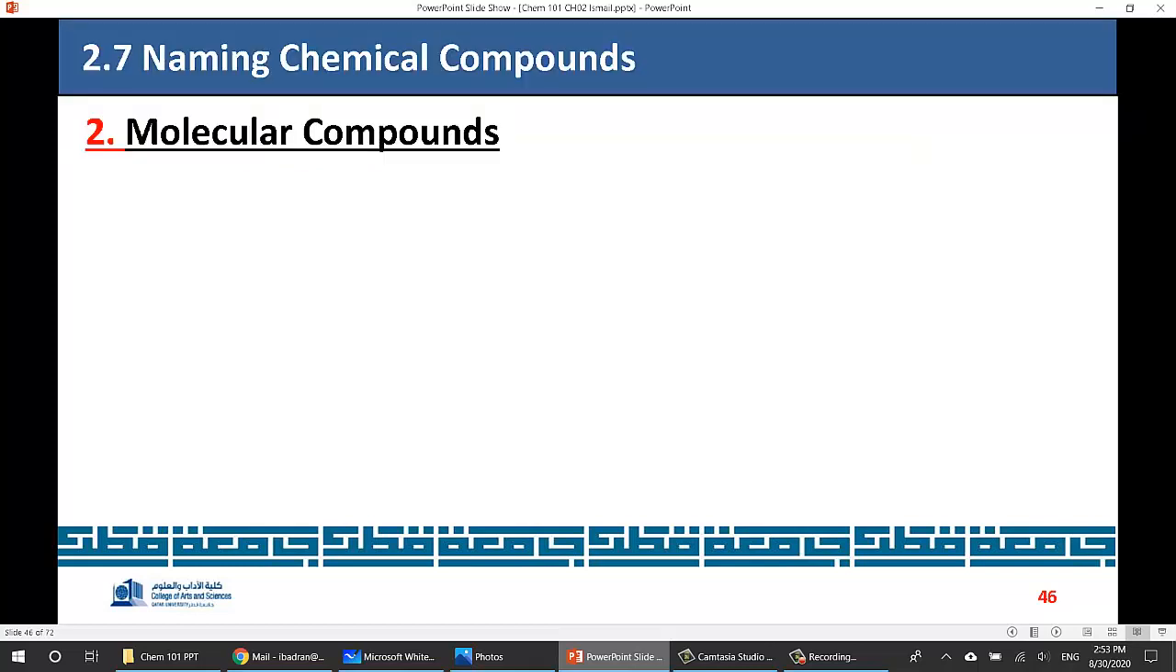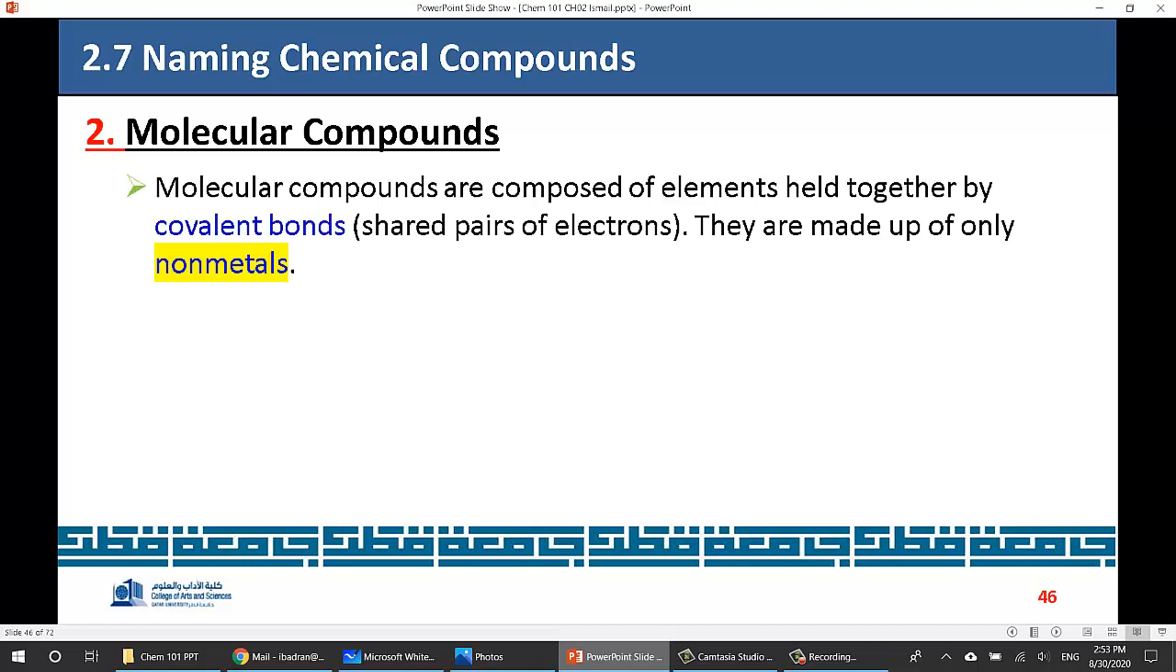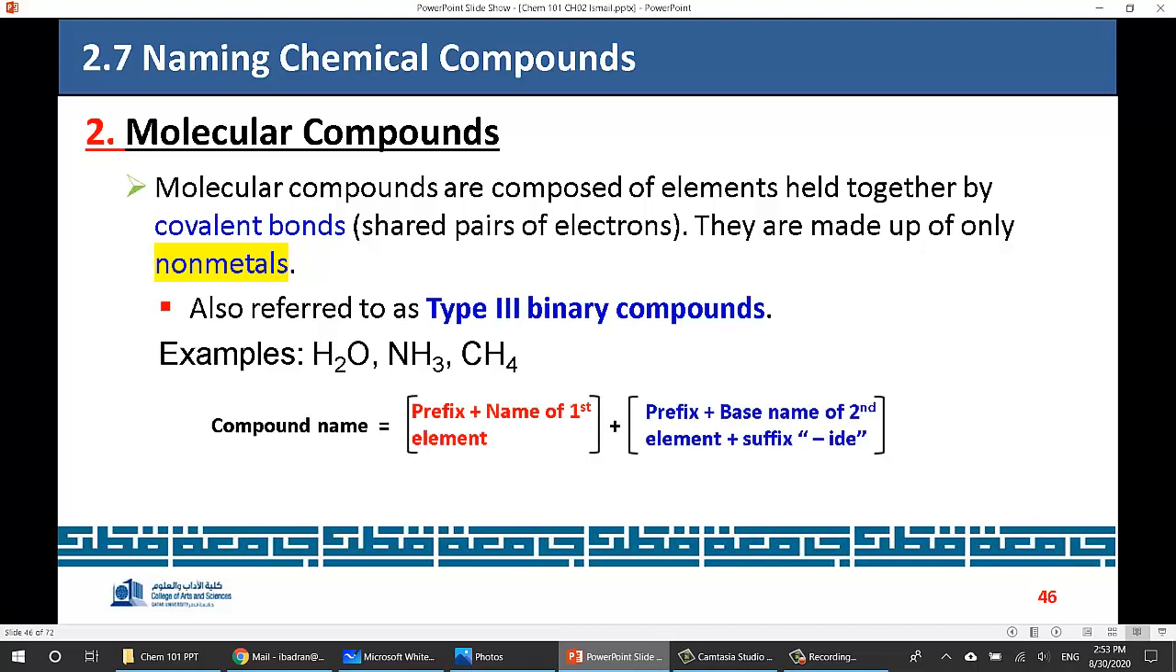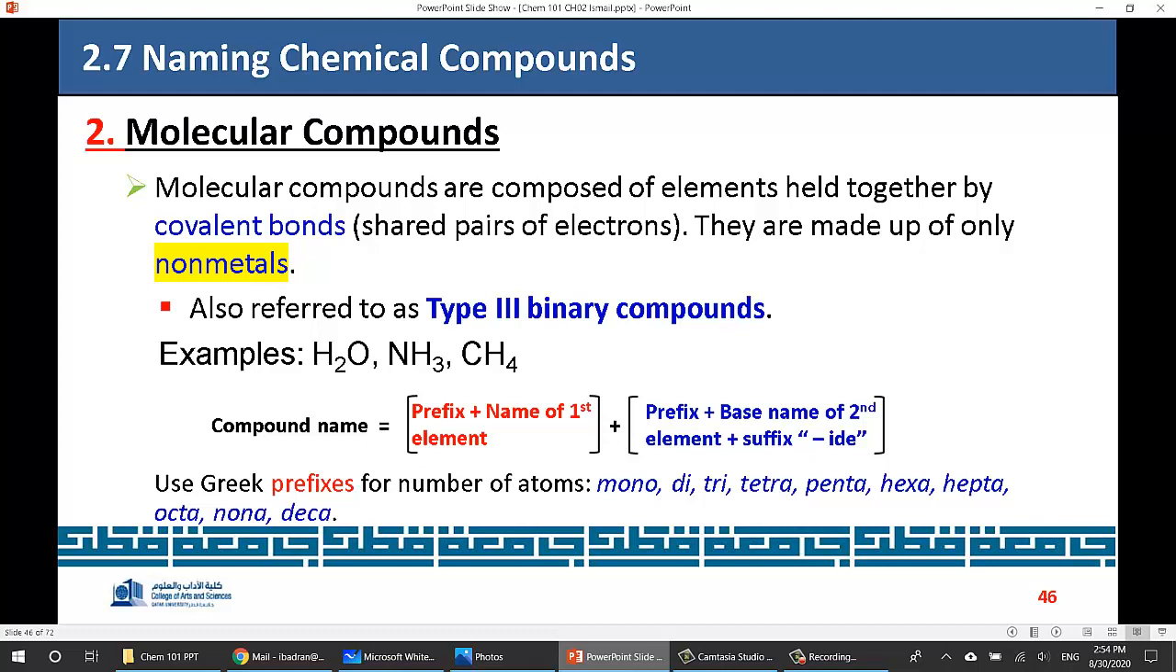Now we are done with ionic compounds, and we move on to molecular compounds. Molecular compounds have a different naming structure. As I said, molecular compounds are made of covalent bonds, and they are referred to as type 3 binary compounds. Examples are H2O, ammonia, CH4, and so on. These are made by a nonmetal with a nonmetal or a nonmetal with hydrogen. The way you name them is you name the first nonmetal as is, so hydrogen, nitrogen, carbon, and so on. And for the last one you add an -ide to it as if it's an anion, which it is not, but it's like an anion. And then you provide the prefixes mono, di, tri, and so on to mention the number.